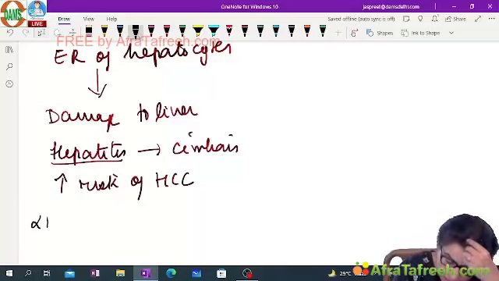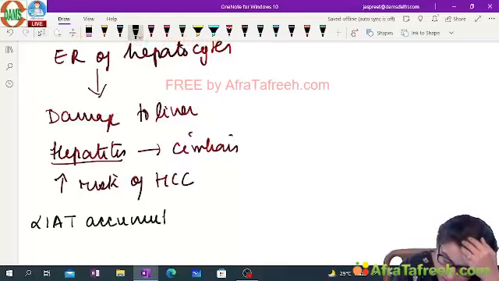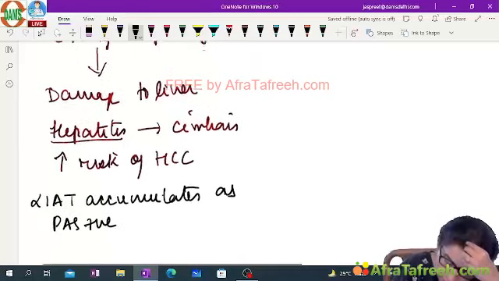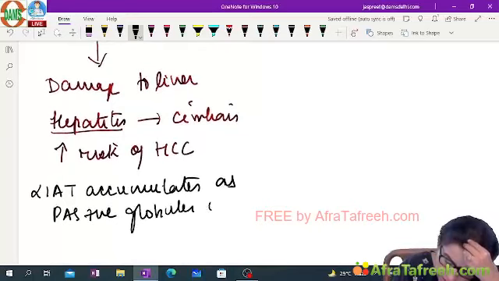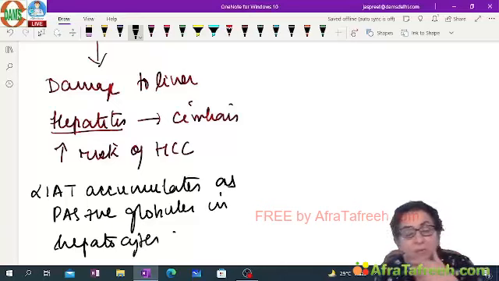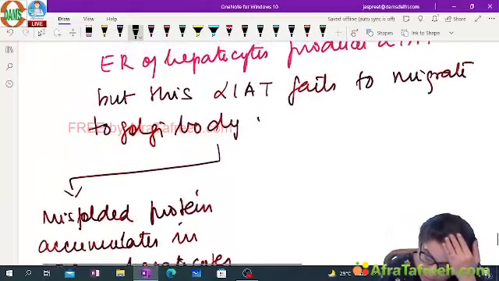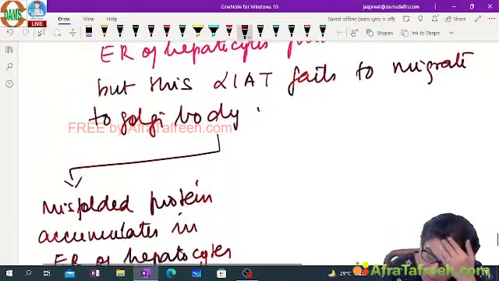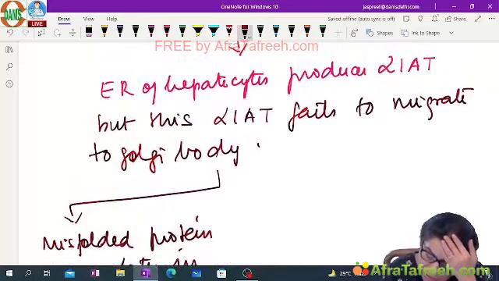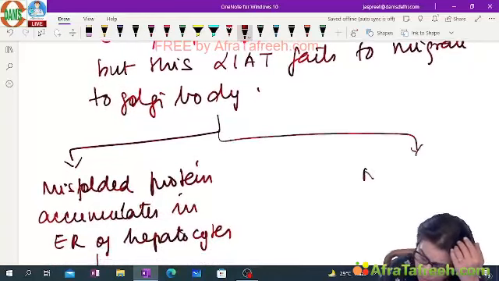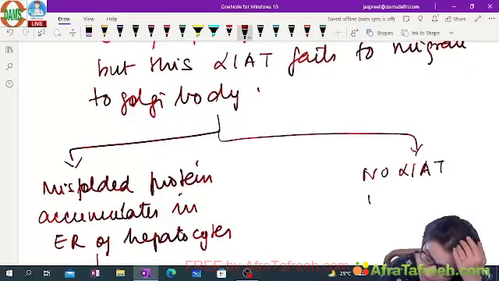So alpha 1 antitrypsin accumulates as PAS positive globules in hepatocytes. Okay, second, now the endoplasmic reticulum has produced alpha 1 antitrypsin, but this alpha 1 antitrypsin has failed to migrate to the Golgi body. So as a result, there is no alpha 1 antitrypsin in blood.